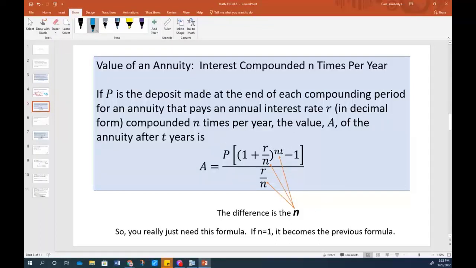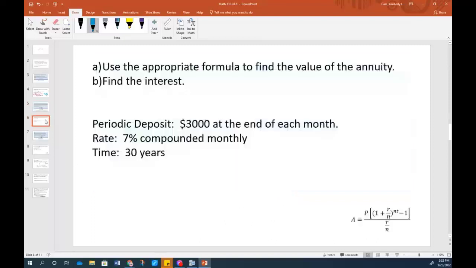What does n represent? N is the compounded n times per year. So you just have to calculate how many times did they compound it a year. And if they only compounded it once a year, if you use this formula, you wouldn't be in bad shape because this formula would just turn into the previous formula. So this is the most critical of those two formulas. So let's work a problem.